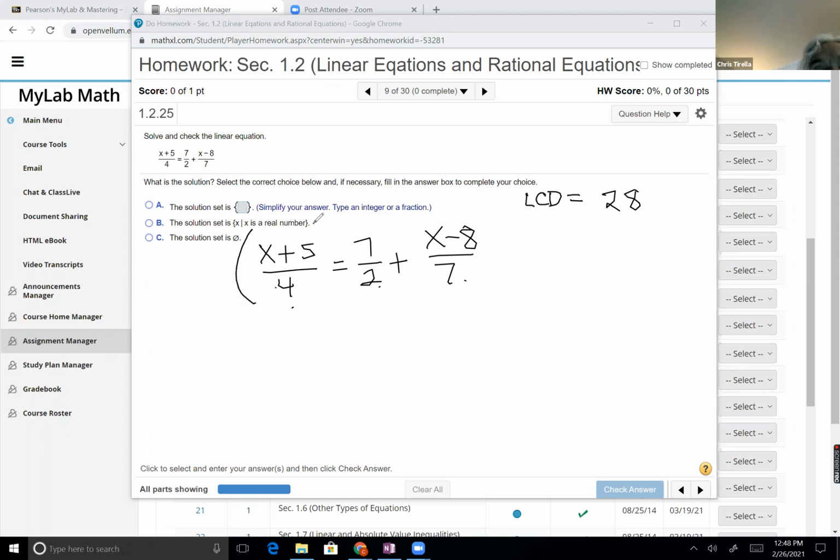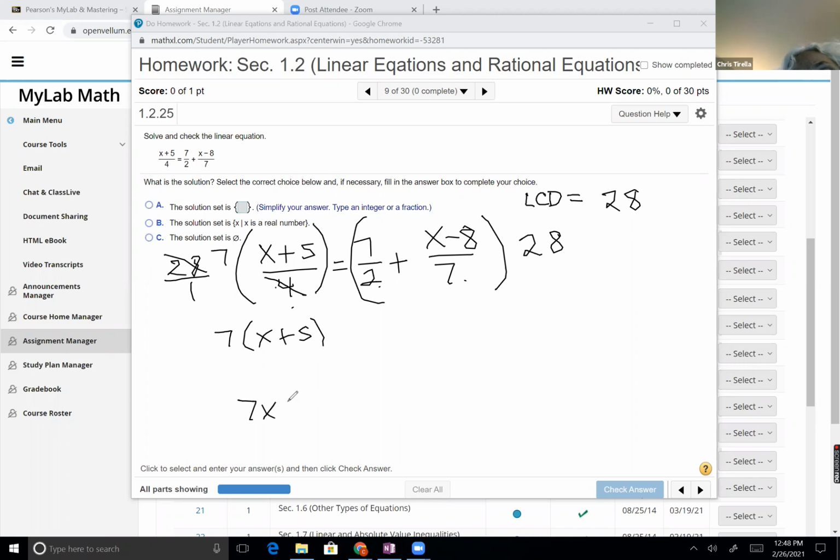Then I'm going to multiply both sides by that 28. I'll simplify what's on the left first. I can think of that 28 as being 28 over 1. I can divide 4 into 28 7 times. So I'm left with, on the left, 7 times x plus 5, which will distribute to get 7x plus 35. So far, so good.